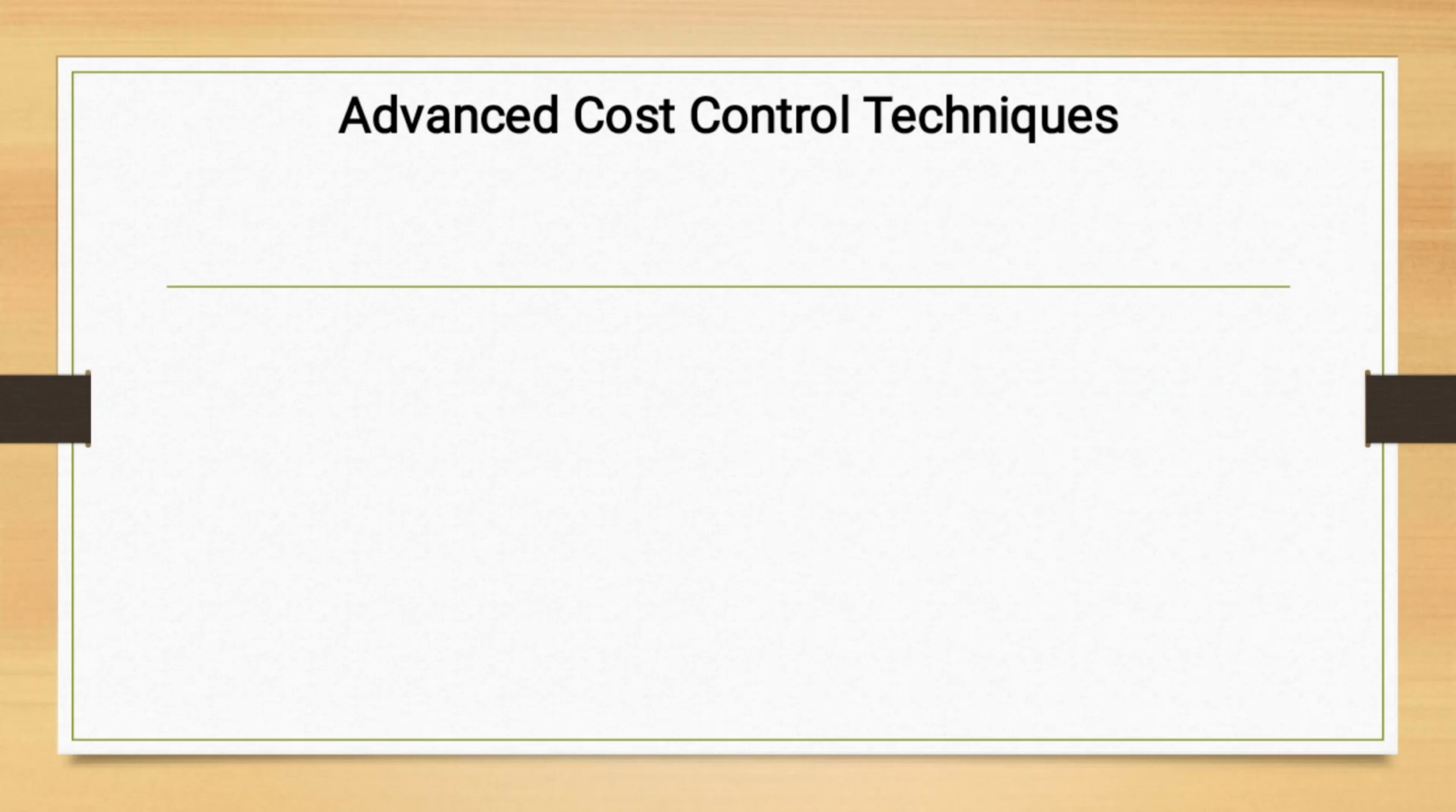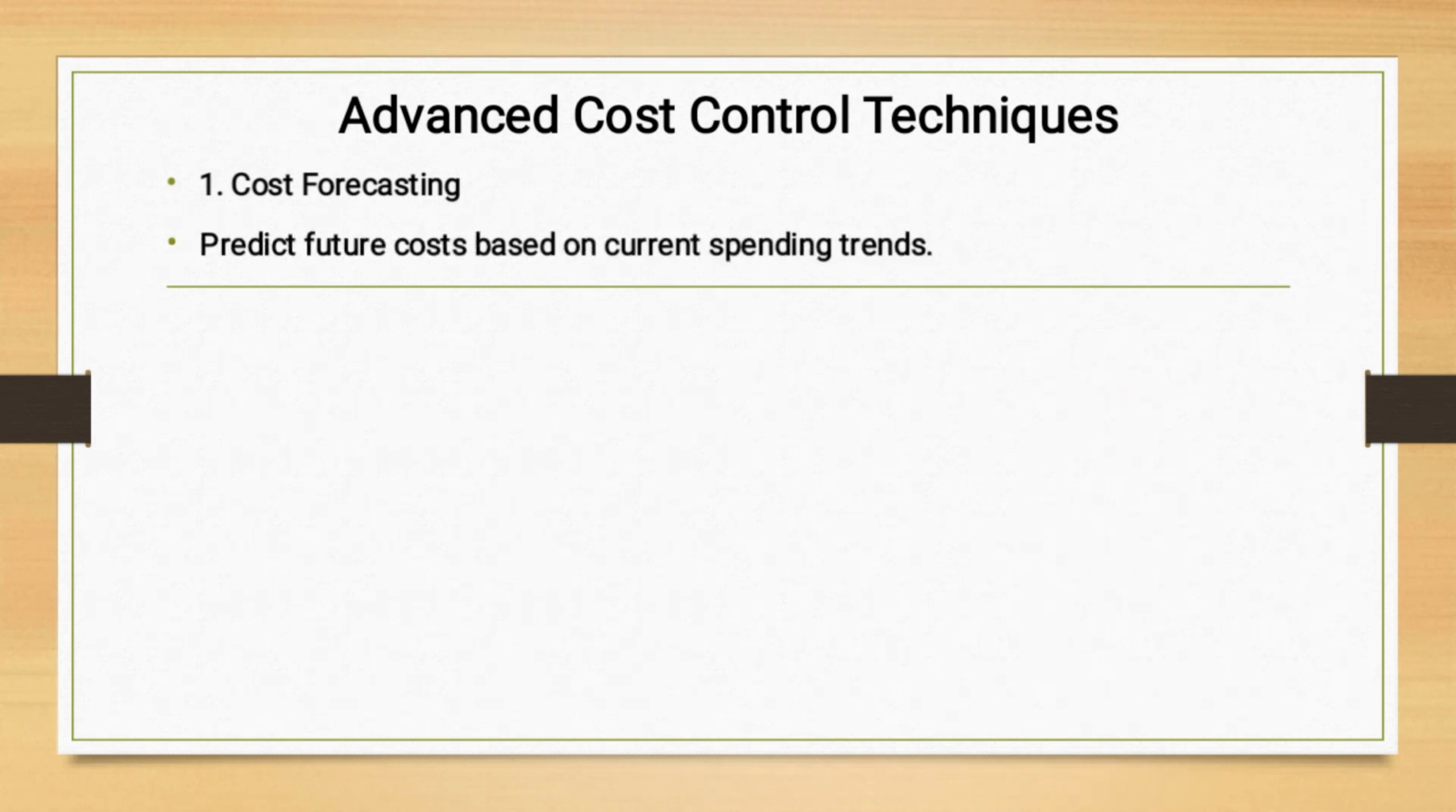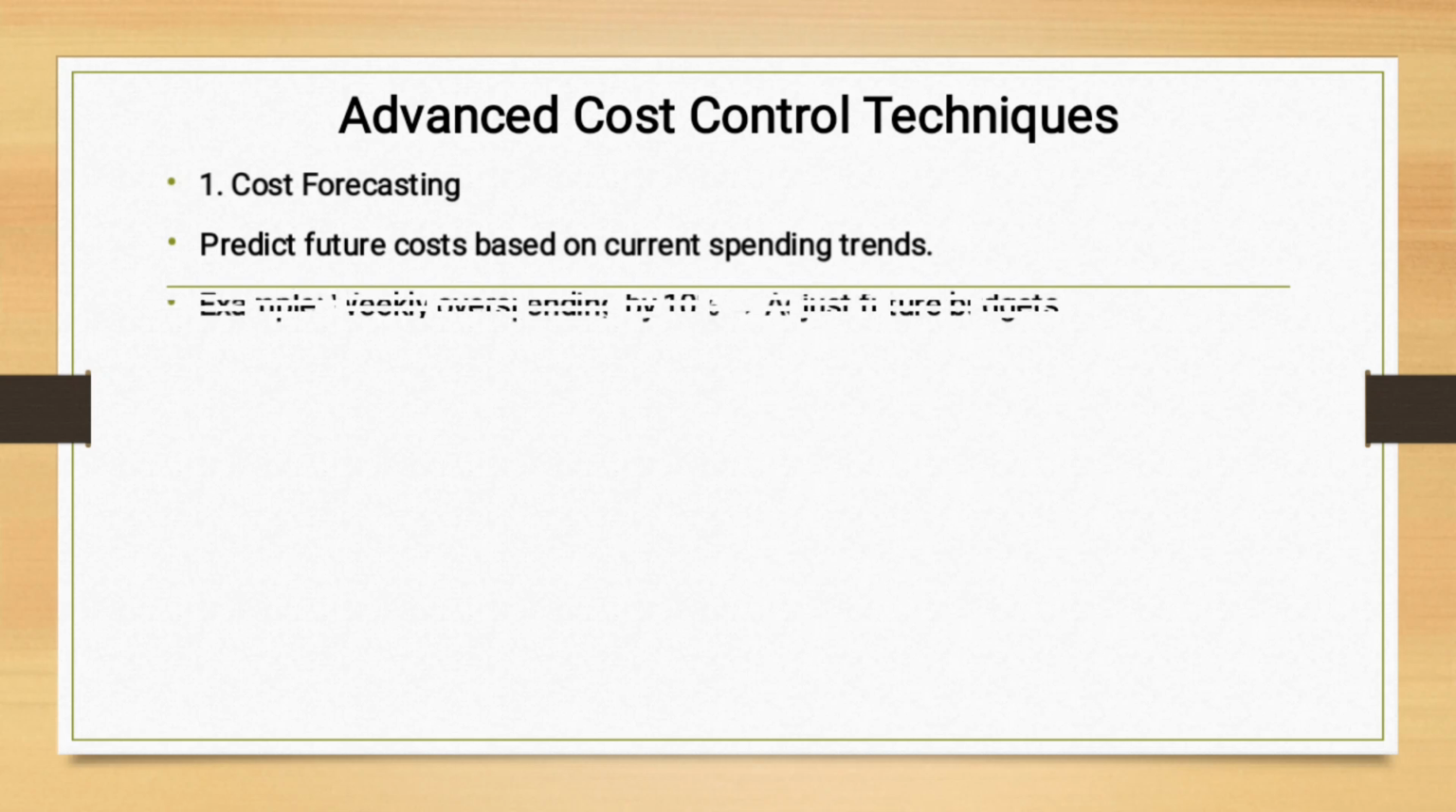Let's talk about advanced cost control techniques. On that one, we need to understand first cost forecasting. This is where we try to predict the future cost based on current spending. For example, every week things on the market are increasing by 10%. That means if you have a project in 6 months' time, you can predict the cost of that project based on the trends happening today.